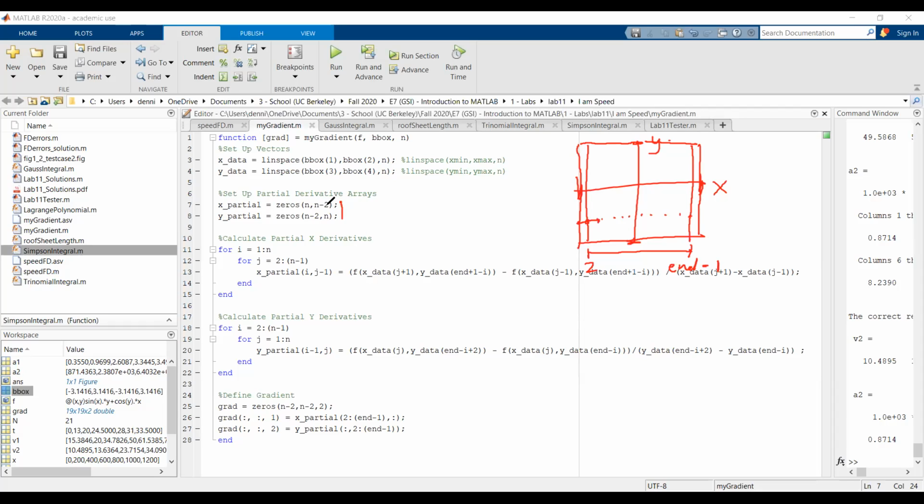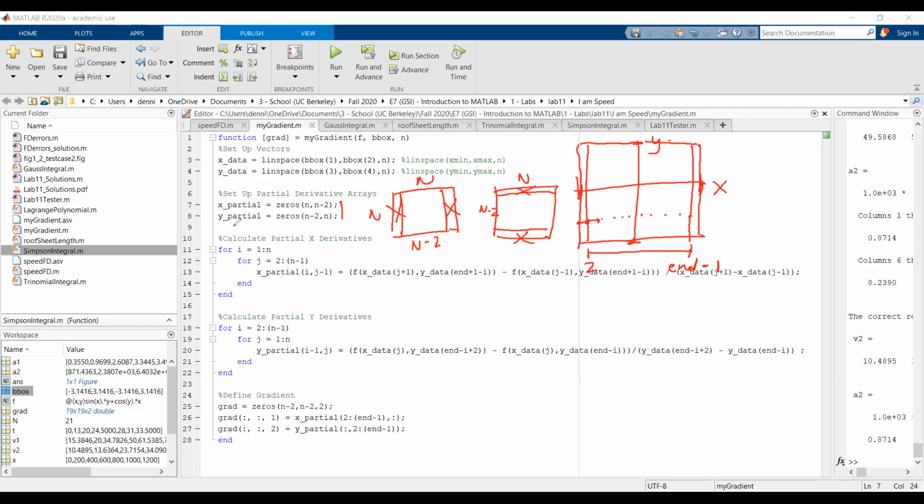X partial has zeros, and so instead of having an n by n, like here's n, this is going to be n minus 2, and then we x these parts out. And then in the y direction, we're going to do the opposite. We're going to compress it in the y direction, n minus 2, n. And then we x this part out. That may make sense once we get further into the code.